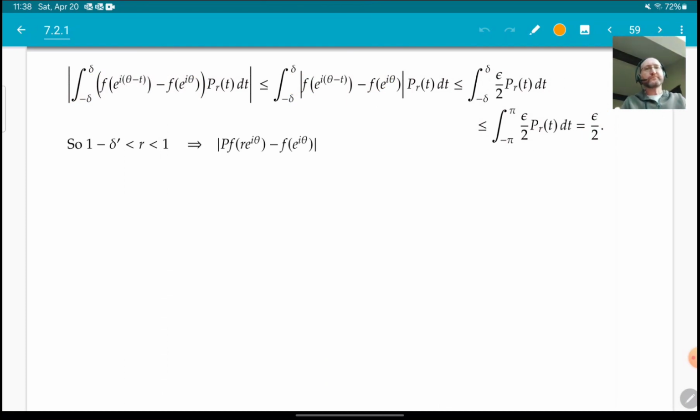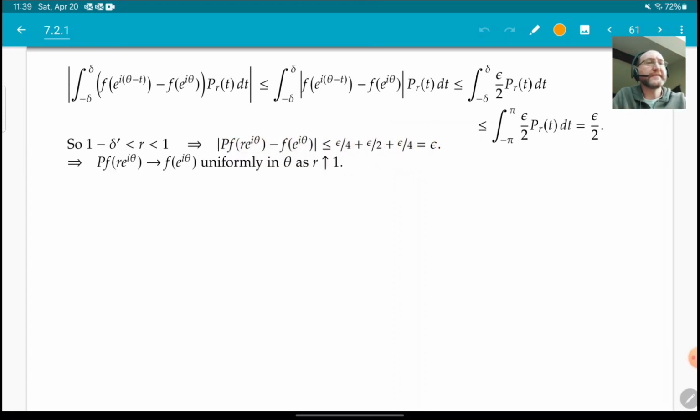All right. So if we have the r in this range, this thing is less than these three integrals, and we showed that two of them are less than epsilon over 4 and one of them is less than epsilon over 2. So that means this is less than epsilon.